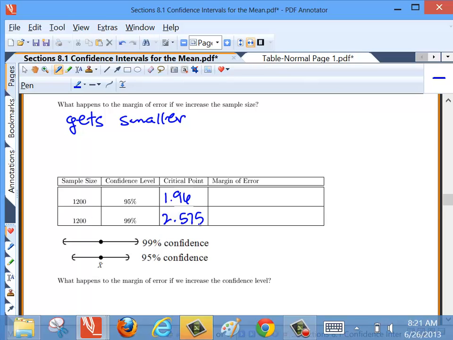So let's find our margins of error. 1.96 times the 3,500 over the square root of 1,200. I think we just calculated that, so that should be 198. And then if I wanted to do it for 1,200 and 99% confidence, then it's 2.575 times 3,500 over the square root of 1,200.